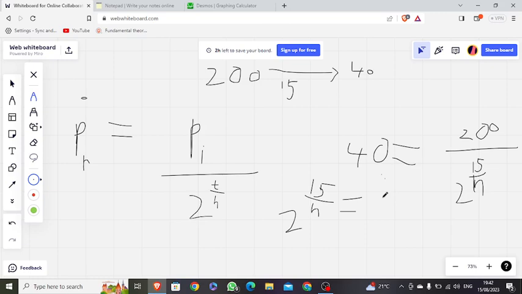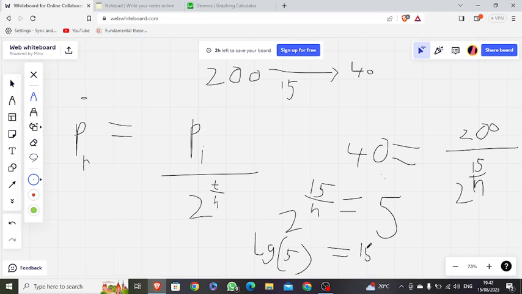Now you could do this with basic algebra, but how do you do the rest? Actually, never mind. Let's not do that. This is a logarithms video, so let's just do the easy way. Let's say LG, because remember LG equals log base 2. So LG of 5 equals 15 over h.